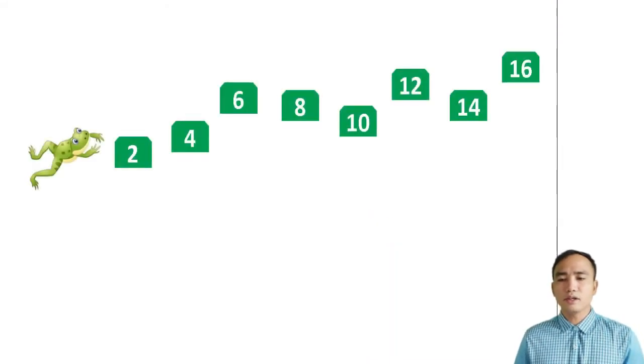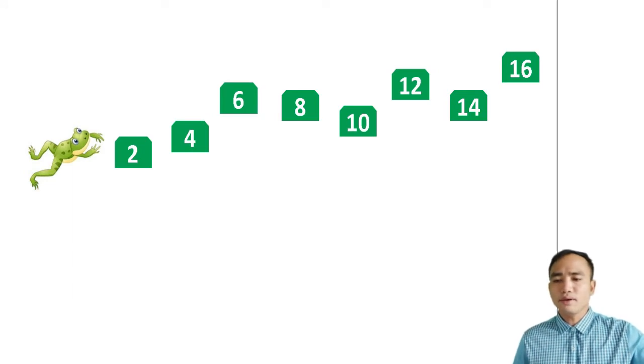Okay, so let us observe the path of the frog. So the frog jumps at 2, next to 4, then 6, 8, 10, and so on. So as we can observe, 2 going to 4 is by adding 2. And then 4 going to 6 is also adding 2.